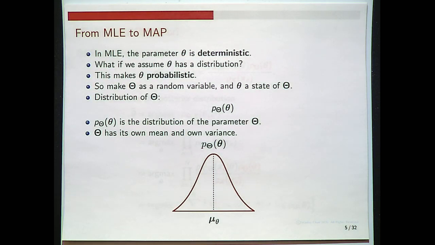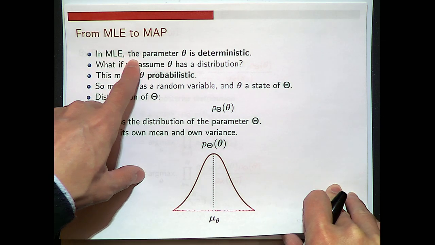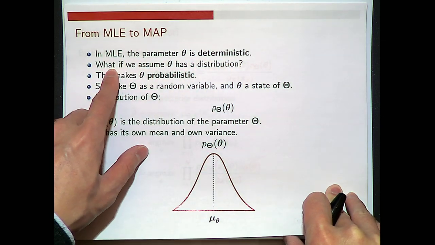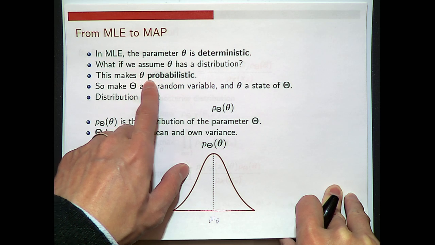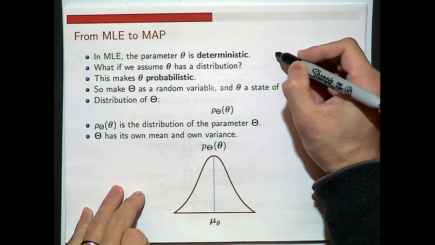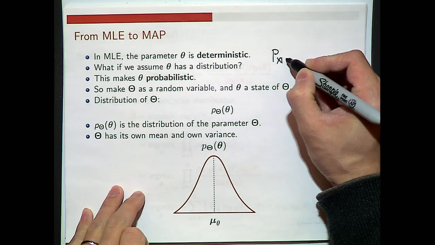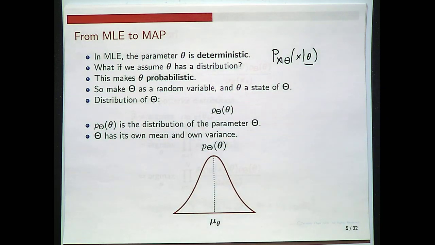All right, so to make this concept a little bit clearer, I want to first describe the concept, and then I want to use some examples to illustrate it. So the bottom line message is this. In maximum likelihood, the parameter is deterministic. Now we are going to assume that theta indeed has a distribution, and so now theta becomes probabilistic. So what I mean is that you remember in the previous slide you have p of x given theta, right? So x given theta. There is now a distribution for theta.